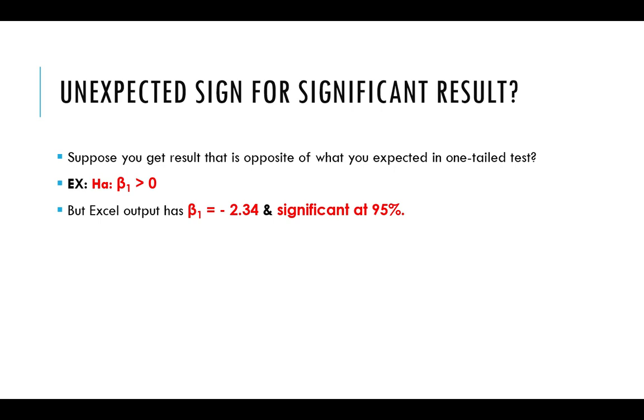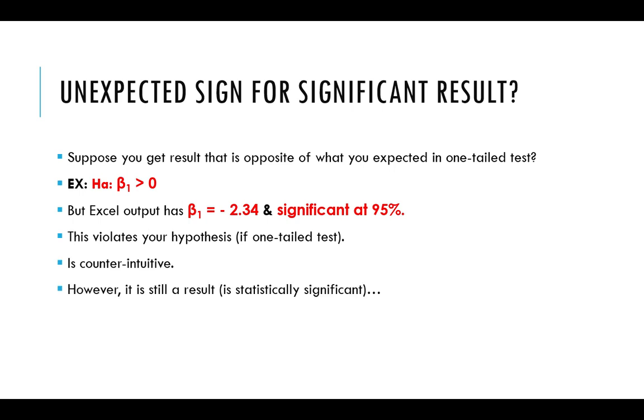But if it's significant, then the data is telling you, for whatever reason, that what you're working with, the data you have, and the model as you've specified it, has this counterintuitive result. So what do you do here? Because this violates your hypothesis, right? In this case, technically, we would fail to reject the null hypothesis, but that's not exactly how we do it in regression. Here, we just have a counterintuitive result, but it's still a result. It's statistically significant. So maybe your hypothesis was wrong, but we need to acknowledge this.